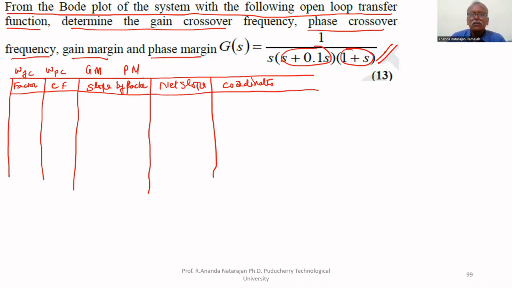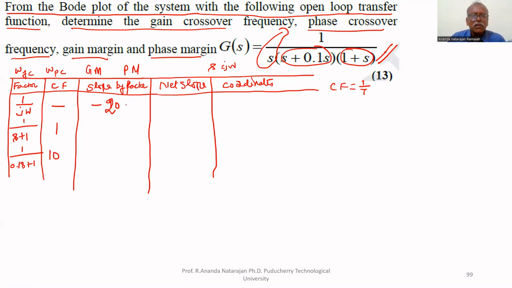So here the factor, this is one factor, 1 by S, 1 by j omega. S is replaced by j omega. Corner frequency is nil. Next factor is 1 by S plus 1. Here the coefficient is 1, the corner frequency is 1. Next one is 1 by 0.1 S plus 1. Corner frequency equal to 1 by time constant. Time constant is 0.1, therefore 10 is the corner frequency.